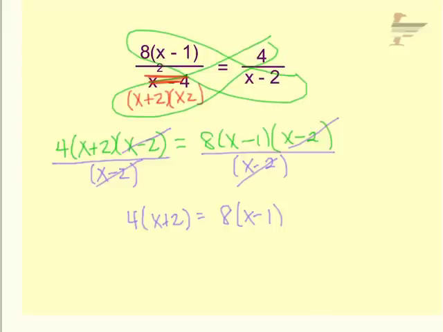We could do that again with the 4 and the 8, do a little bit of dividing, but let me just show you distributing: 4x plus 8 equals 8x minus 8, and now you have a much simpler equation to work with solving for x. So you would solve for x, check for that extraneous solution, remember that's a false solution, to see if you got a real answer.